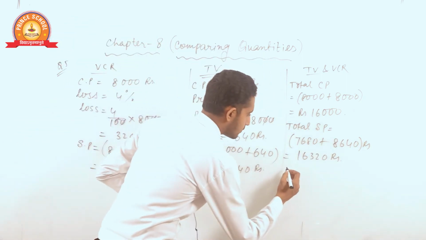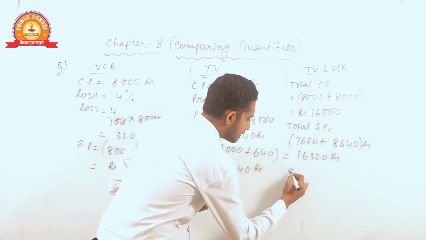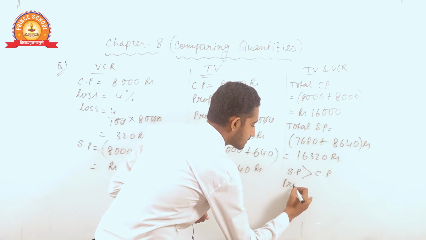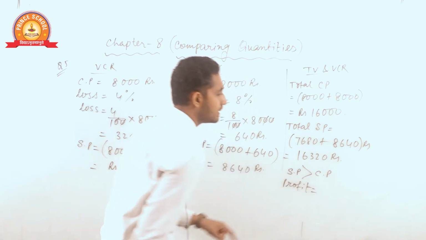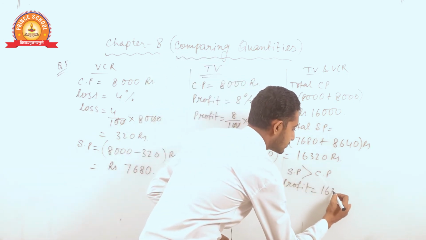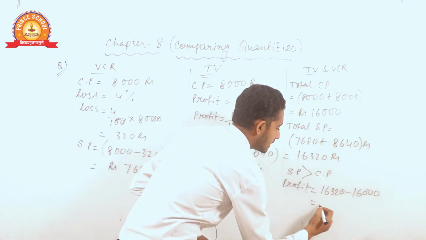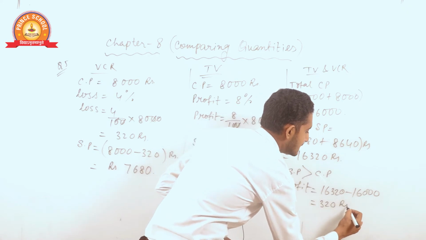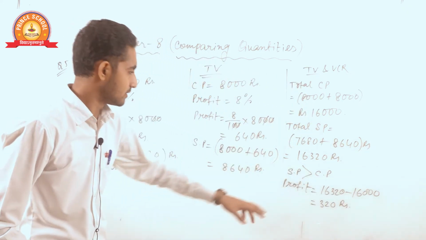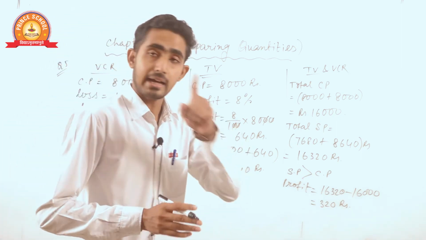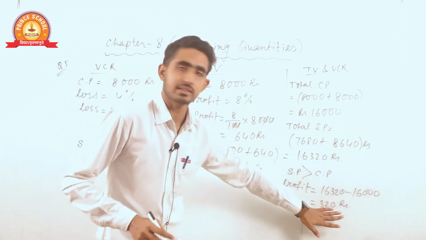Okay, now which is greater? SP is greater obviously. That means profit obviously. Profit is equal to how many? 16,320 minus 16,000 rupees. 320 rupees is the profit amount. But in your question it does not say. And another thing, gain and profit both are the same.